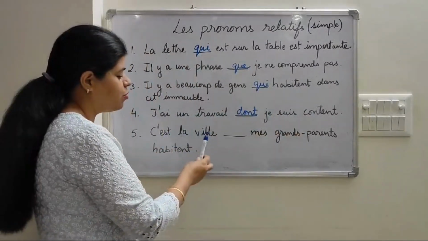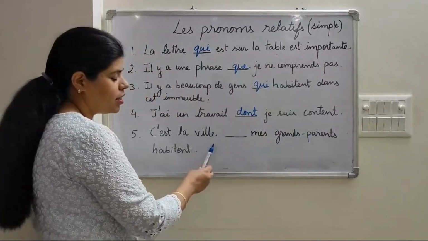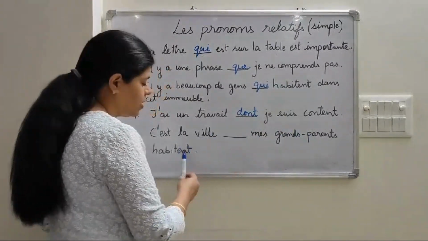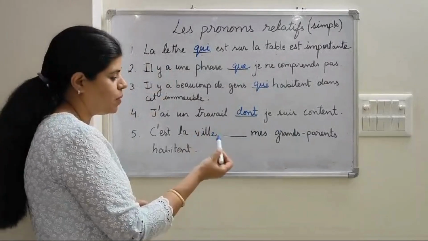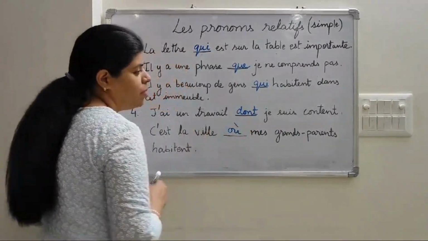Next one, c'est la ville dash mes grands-parents habitent. It's the city where my grandparents live. So because we are talking about a place, we'll be putting où as the pronom relatif in the blank.